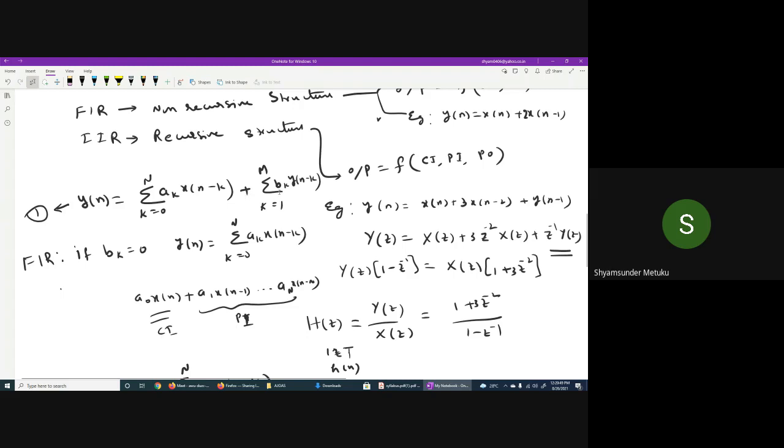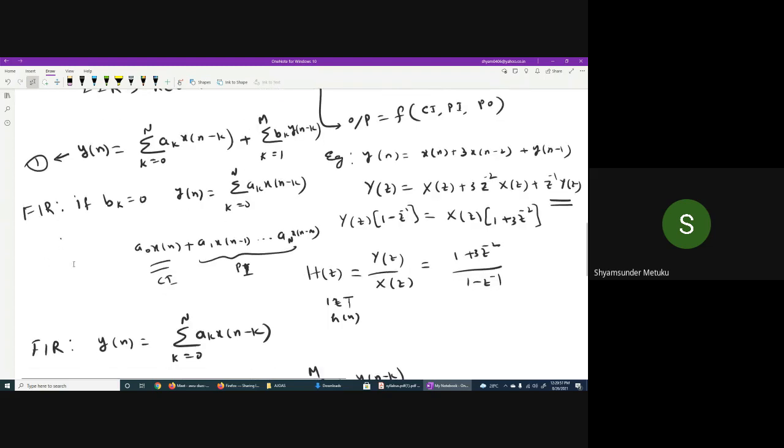So I think all these three parameters can be represented by this equation. In this equation, if b_k is equal to 0, no output is fed back to the input, so you can consider it a FIR filter. If you expand it, you will get the current input and past inputs. Here one example is given: y(n) = x(n) + 3x(n-2) + y(n-1).